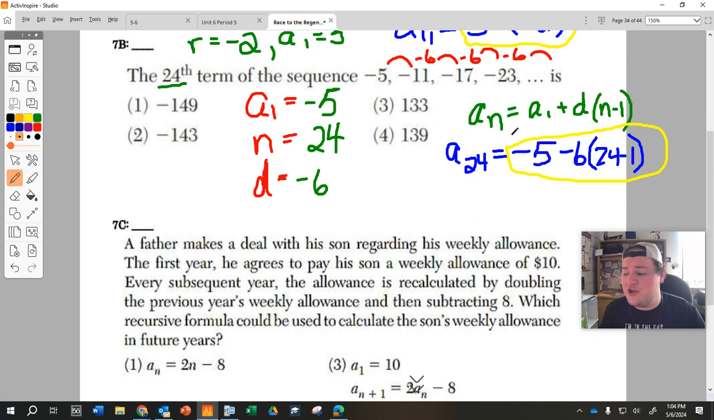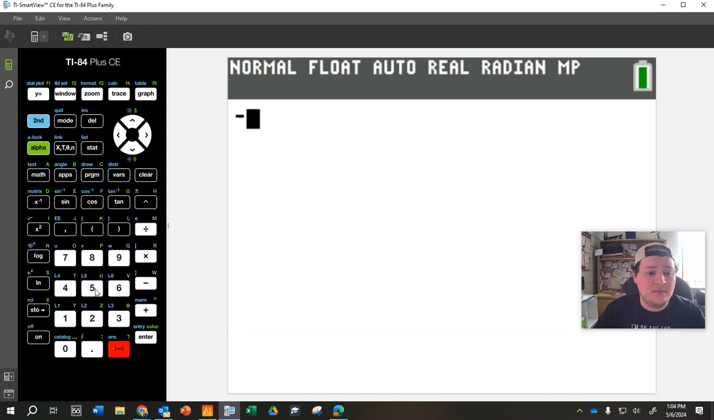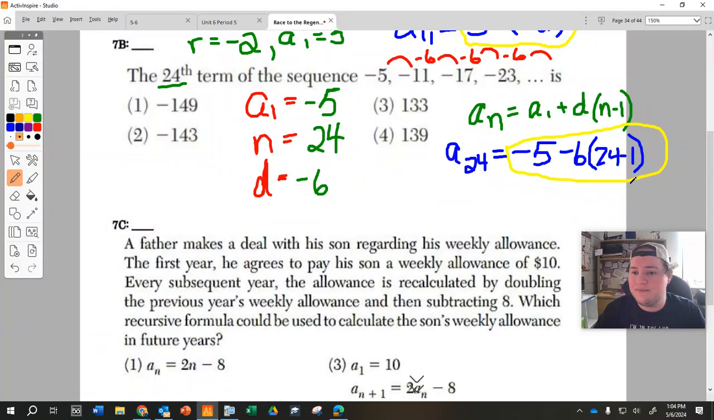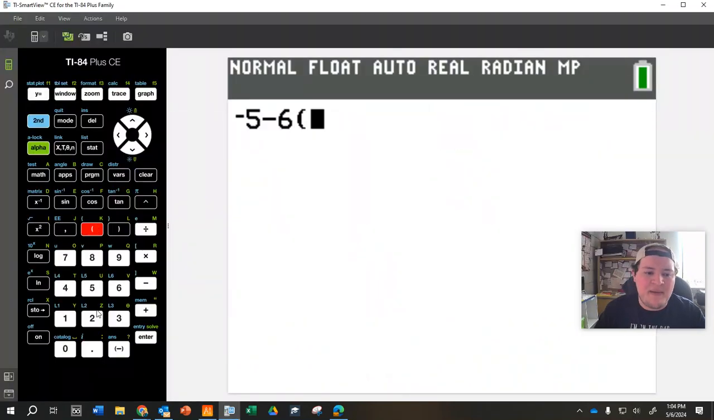That whole blob is just going to go right in the calculator. Be careful. Make sure you treat that as a negative 6, not minus 6, because otherwise it's going to multiply it by a factor of 6. So we grab the calculator. -5 minus 6, parentheses, 24 minus 1. Now, you know what 24 minus 1 is. It's 23. You could just do the same thing with 23 in the middle, but I'm going to show you that it doesn't matter. 24 minus 1. Click enter.